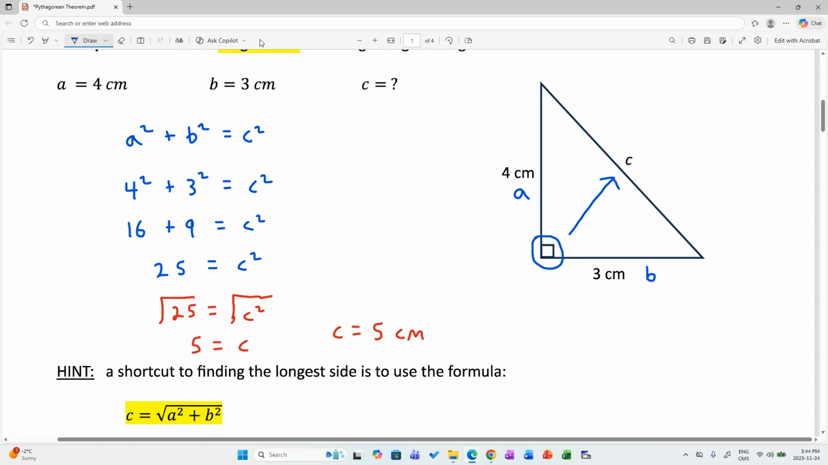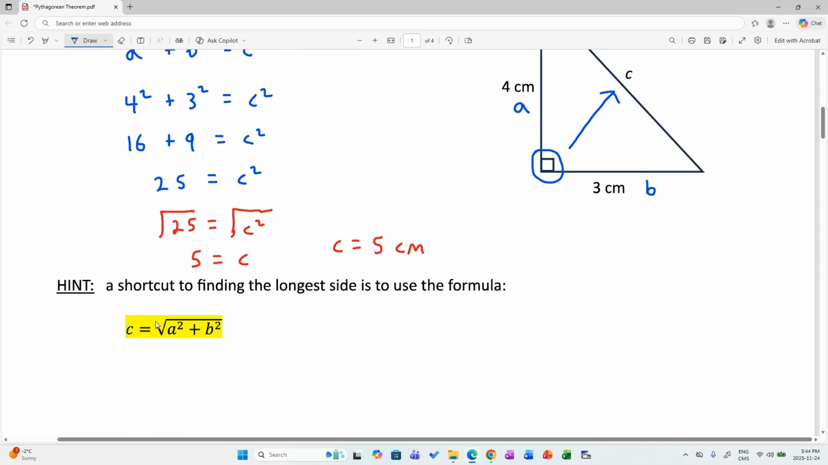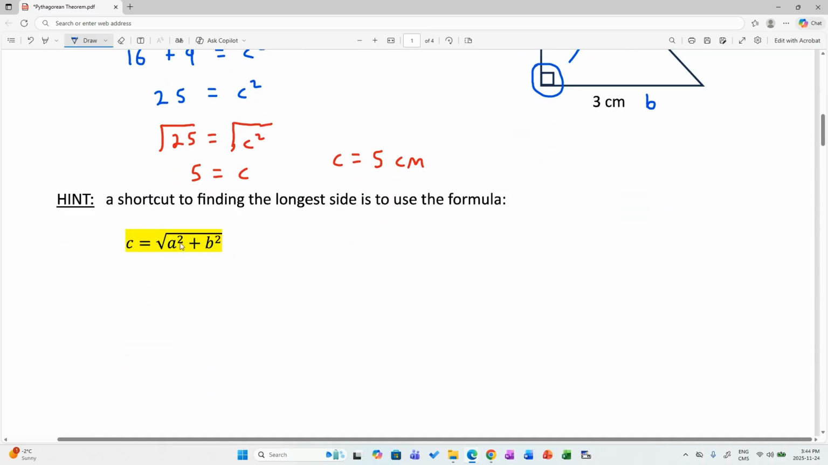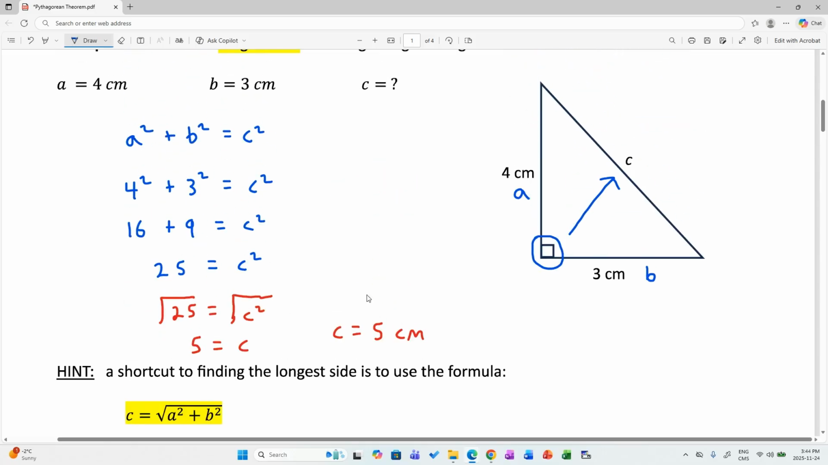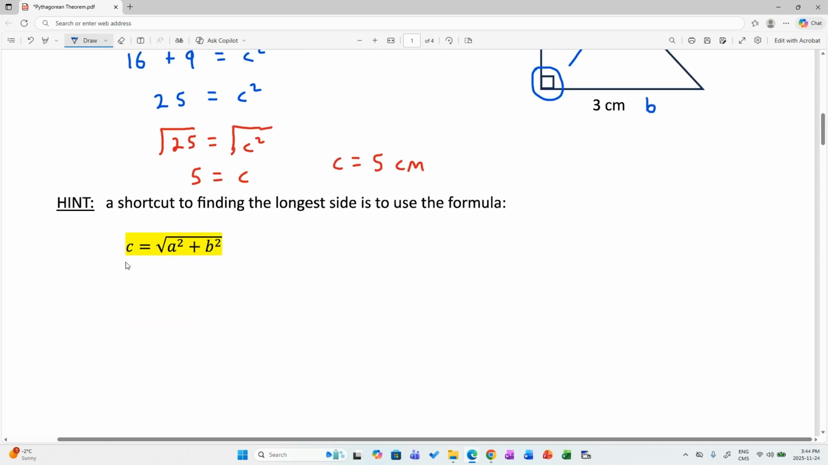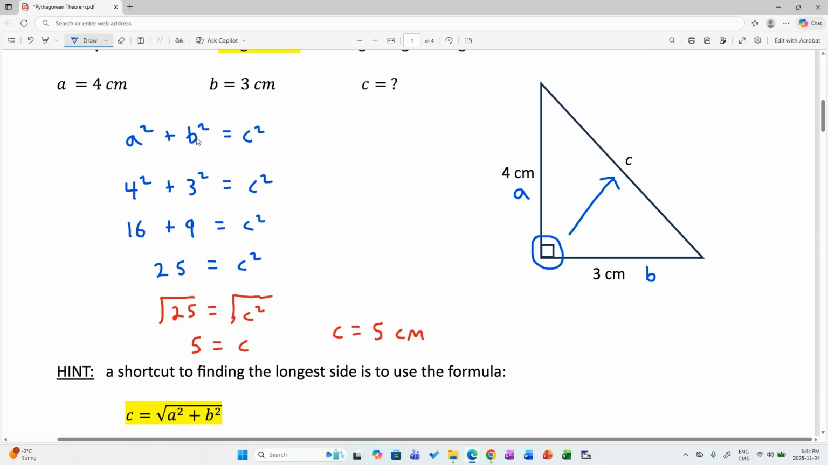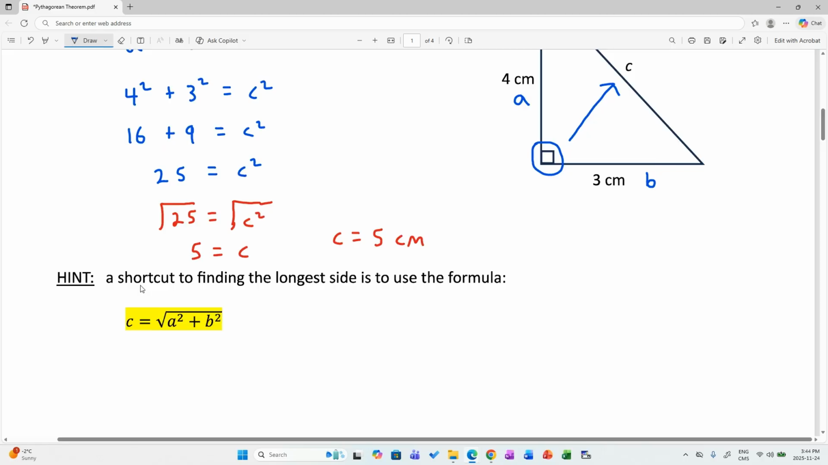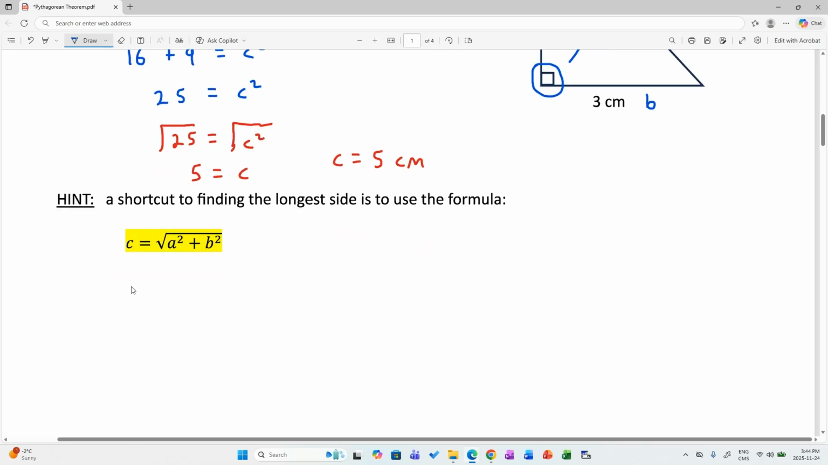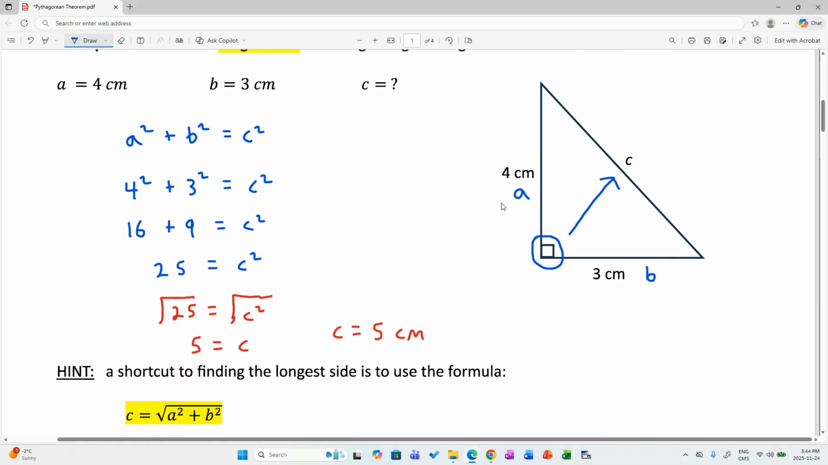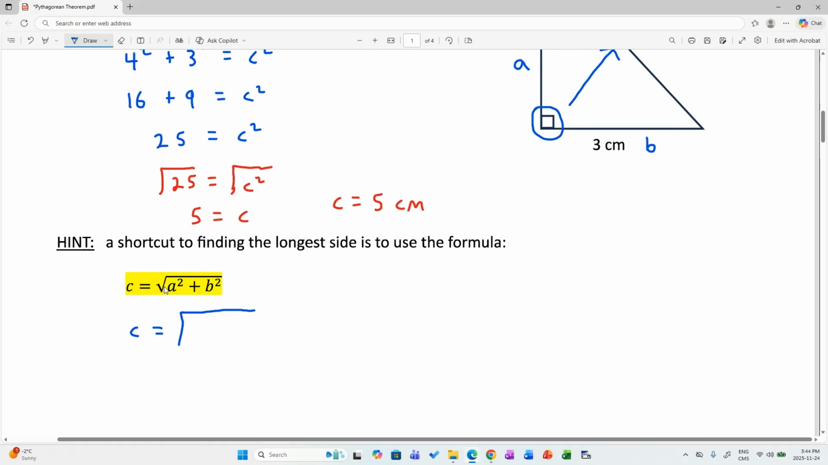Okay, now let's move on to a shortcut. So this is a shortcut here. C equals the square root of A squared plus B squared. So in this case, if you know you're looking for the longest side, and so you're just looking for C and you have both the shorter sides, what you can do is, instead of writing everything out as A squared plus B squared equals C squared and manipulating, all you have to do, if you have especially a calculator, is to write C equals, and then simply replace your A and your B with what the values say they are.